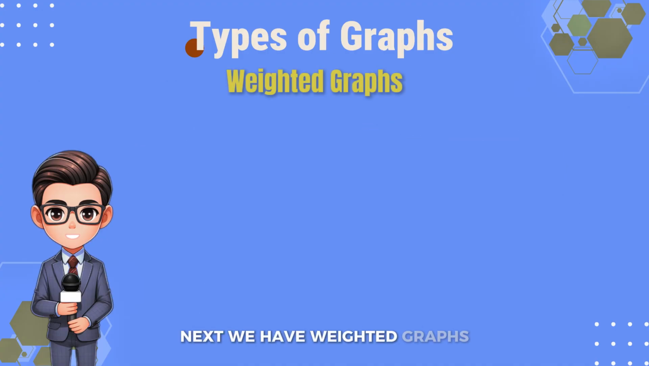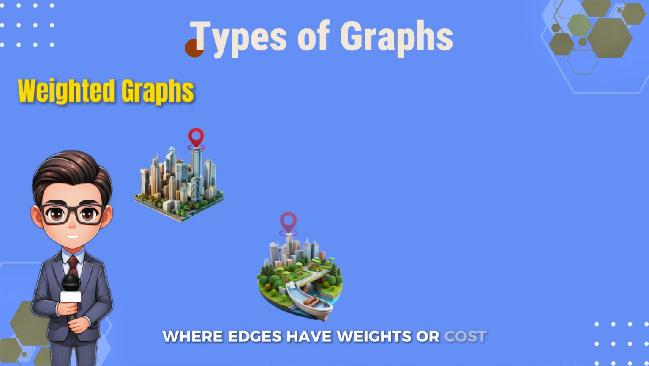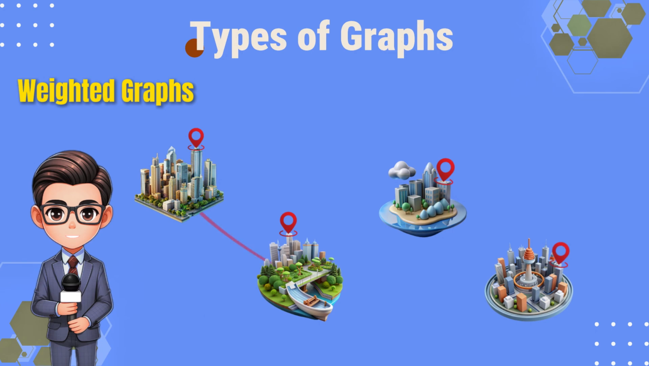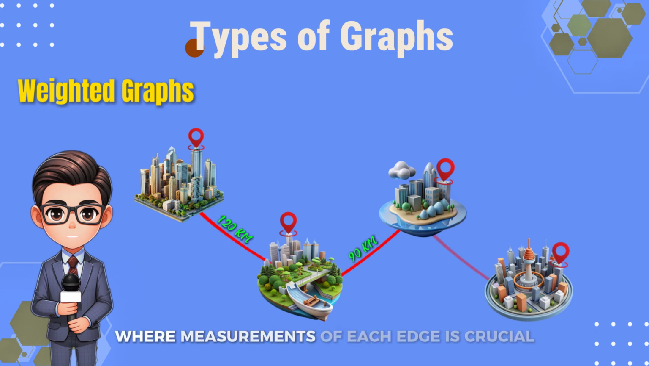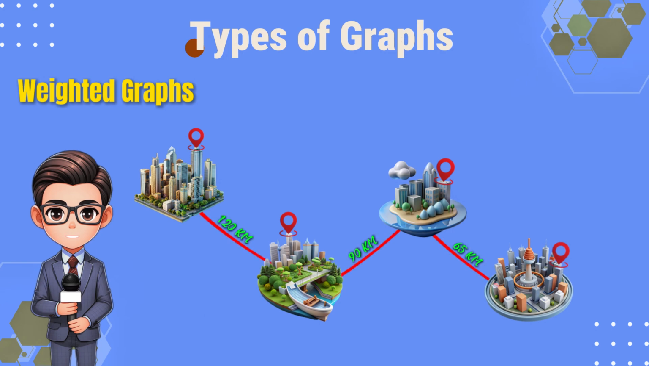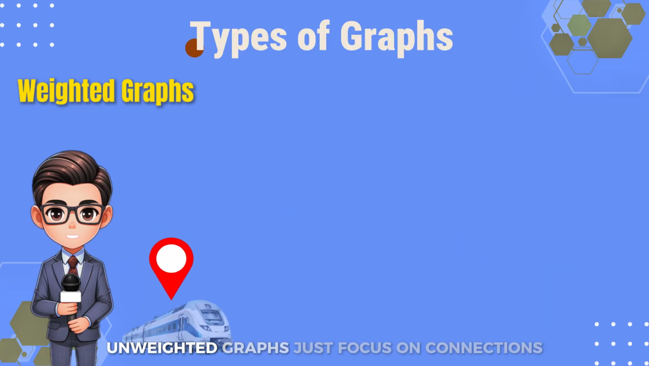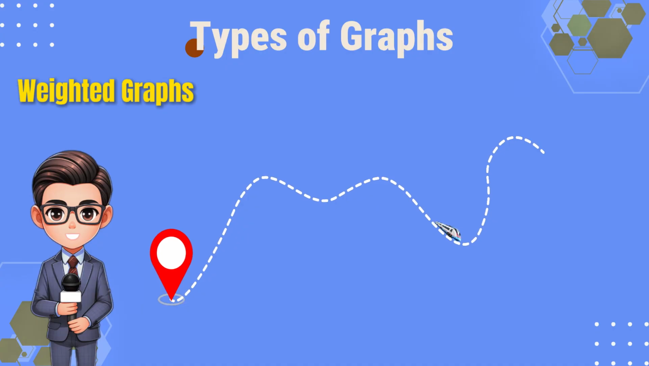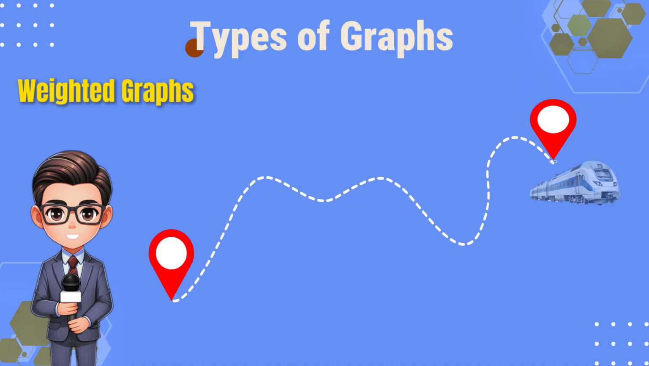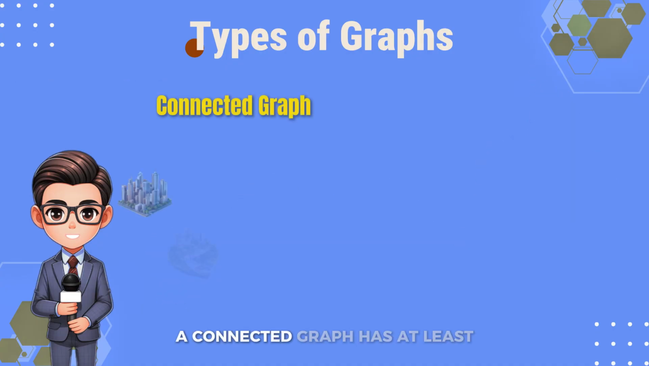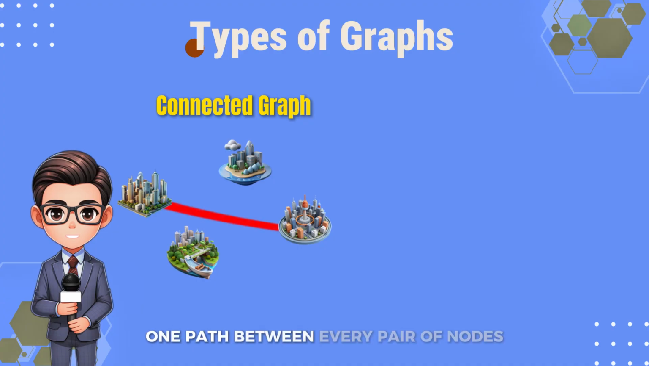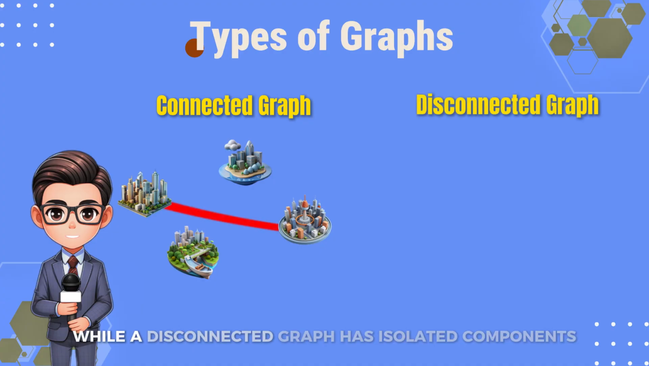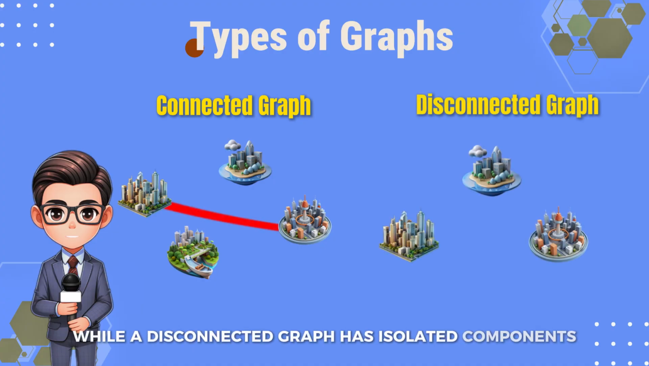Next, we have weighted graphs, where edges have weights or costs, useful for pathfinding, where the measurement of each edge is crucial. On the other hand, unweighted graphs just focus on connections, not distances. A connected graph has at least one path between every pair of nodes, while a disconnected graph has isolated components.